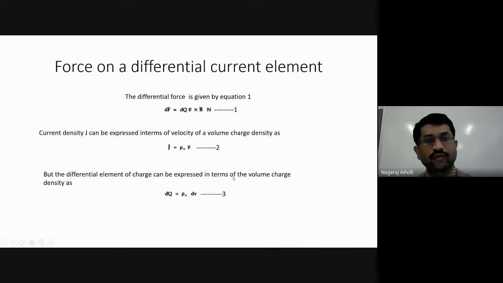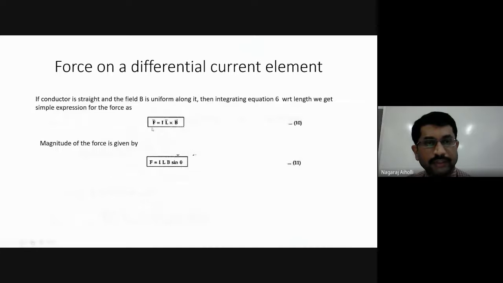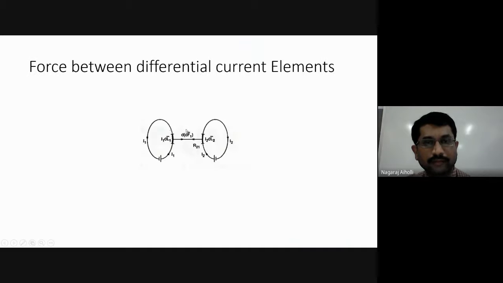Next is force on a differential current element that we have taken up in the previous class. We have got the equation. This equation is important: F is equal to I L cross B bar. This you have to remember, which will be helpful in further derivations. F is equal to I L cross B bar.